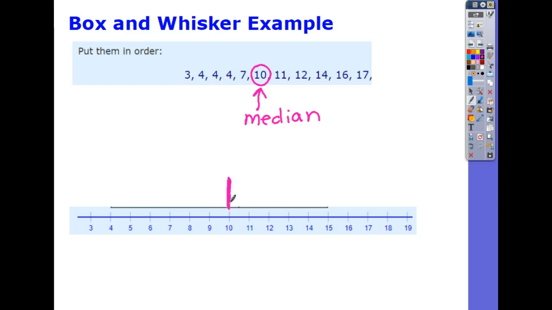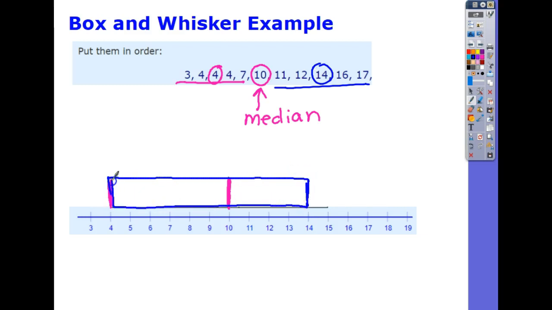Now I need to find the ends of the box. I'm going to look at this set of data and find the middle of this set of data. 1, 2, 3, 4, 5. So this is the median of this bottom half. That's going to be the bottom of my box. I'm going to find the median here, 1, 2, 3, 4, 5. So that's the middle at the top here, and that's the top of my box. And so this is the box, and this line in the middle of the box is the median.